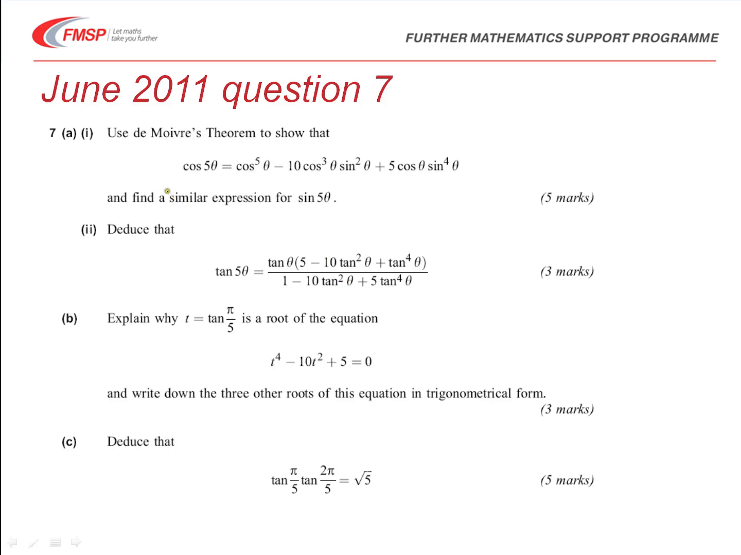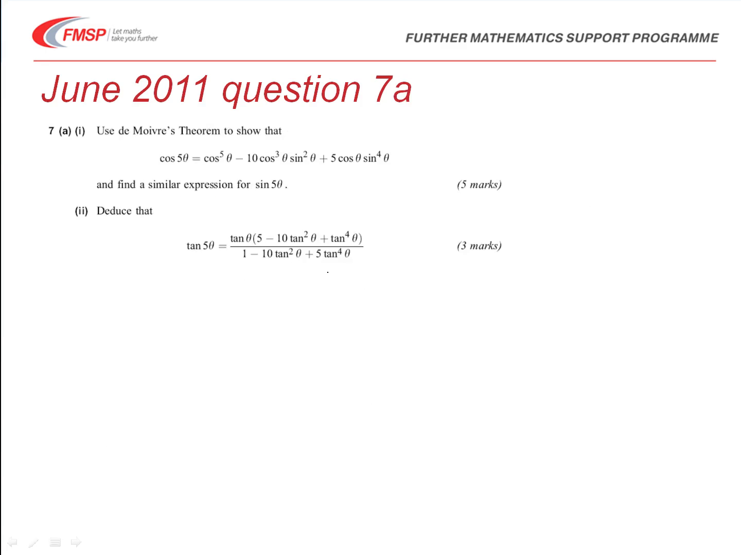Part 1 looks like something that hopefully you've done in your previous work in preparation for this exam, very much textbook orientated. So let's start with that part. It says that using De Moivre's theorem, show that cos 5 theta equals this particular expression, and then we've got to find a similar one for sine 5 theta.